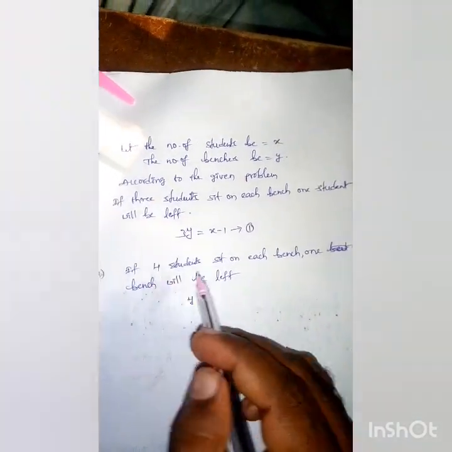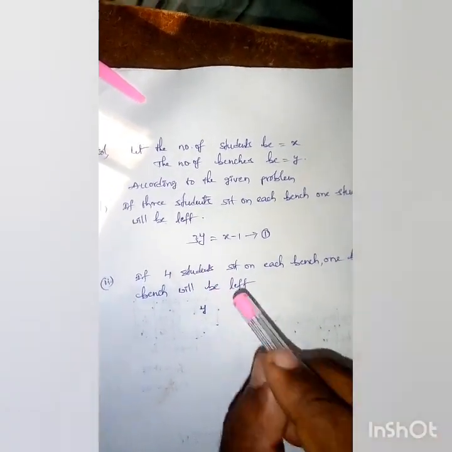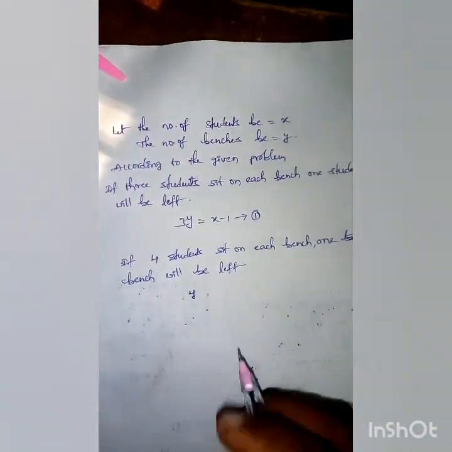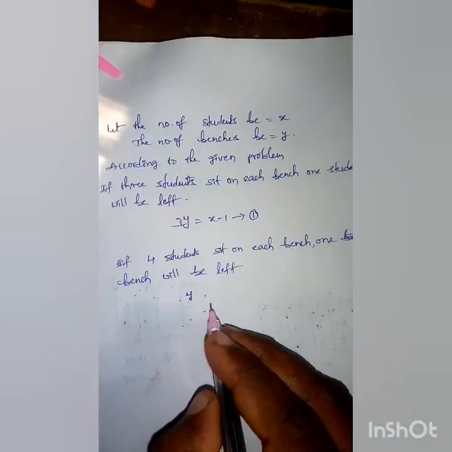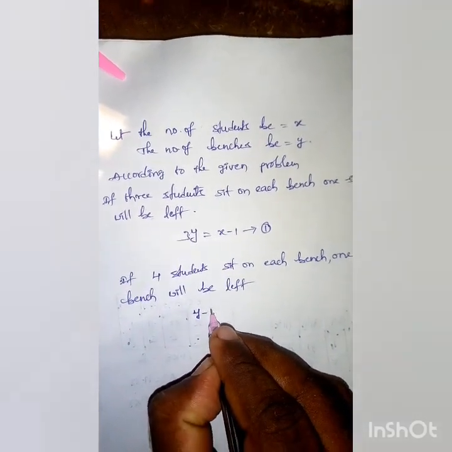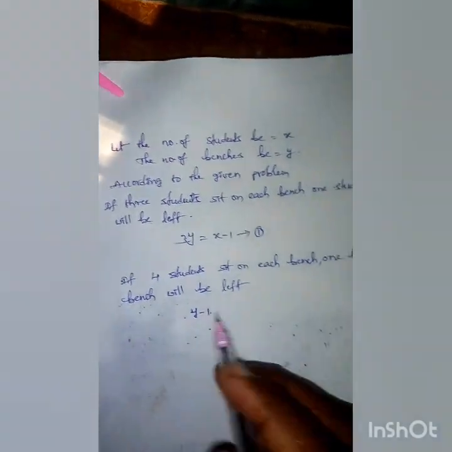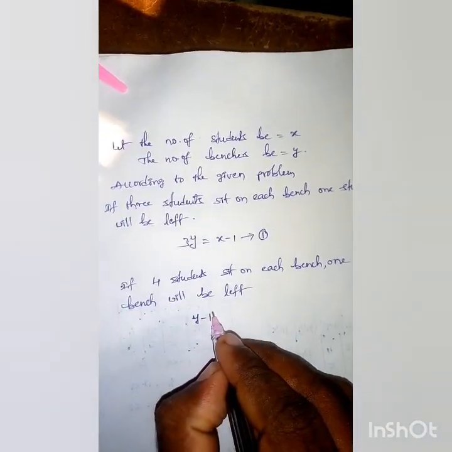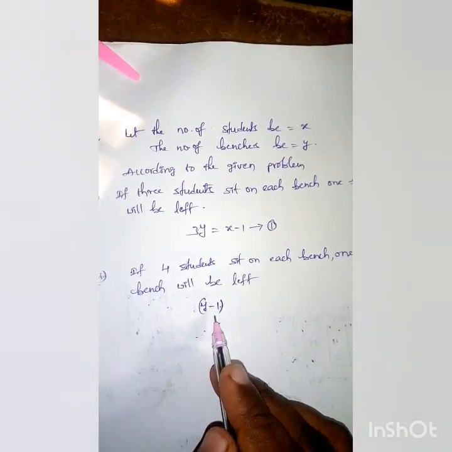If 4 students sit on each bench, one bench will be left. That means according to the second condition, one bench is left over here, so we have to put that bench outside. So we have to subtract one from the total benches. That means y minus 1. So total benches in that class now are y minus 1 benches.